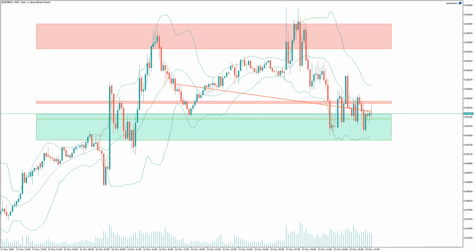Today, we're putting EURGBP under the microscope, focusing on the fast-paced action of the 15-minute and 1-minute timeframes. We'll be looking for those key support and resistance levels and potential moves.